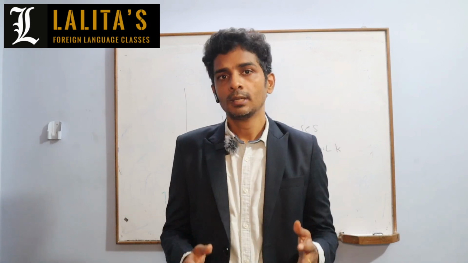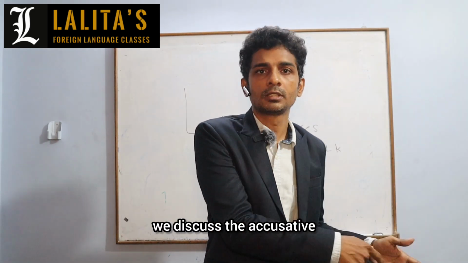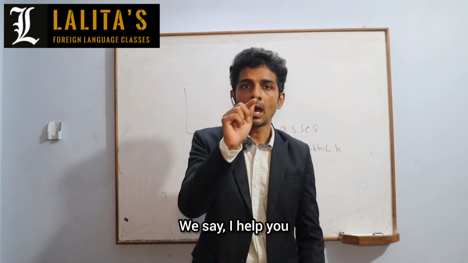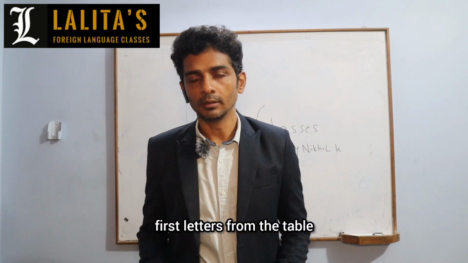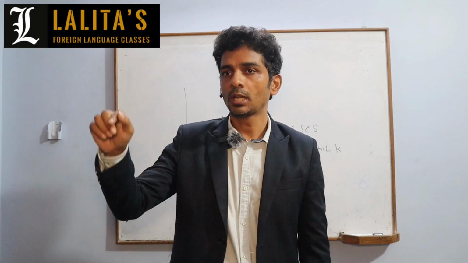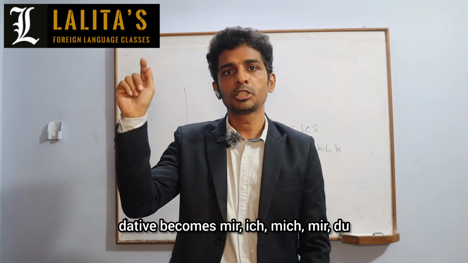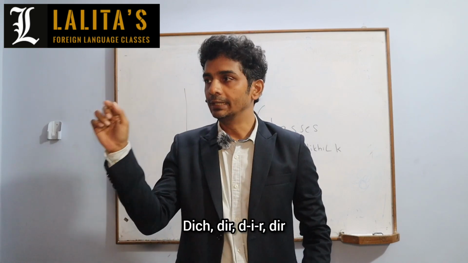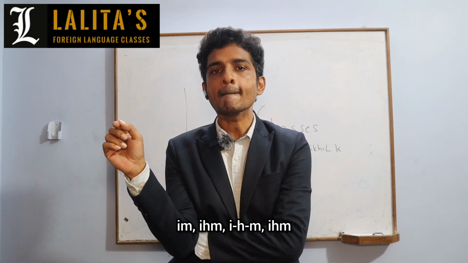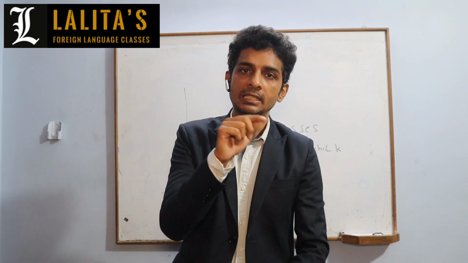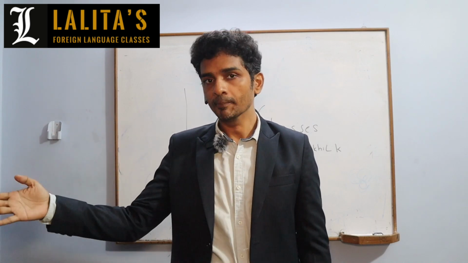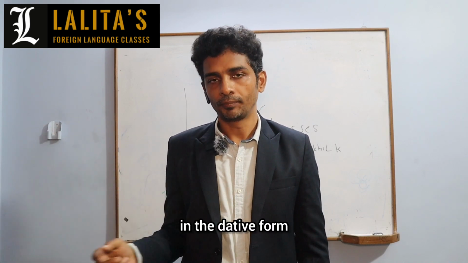Similarly to how we discussed the accusative, here we discuss the dative. We say, I help you. First, the letters from the table. We have nominative ich, accusative mich, dative mir. Ich, mich, mir. Du, dich, dir, D-I-R. Er, ihn, ihm, I-H-M. Sie, sie, ihr. Es, ihm, I-H-M, in the dative form.